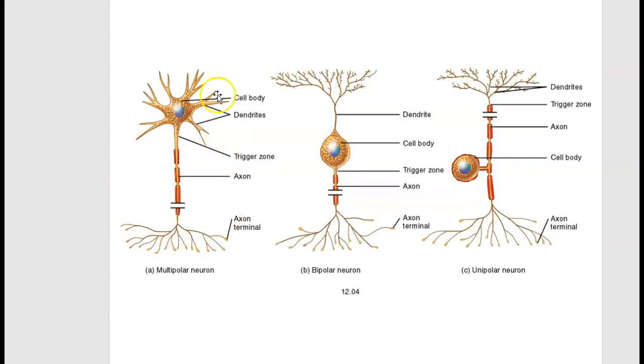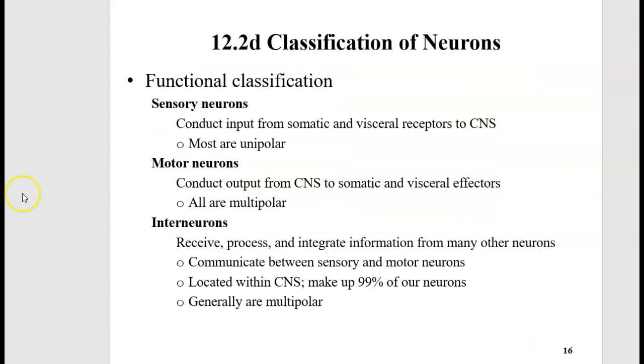Here's a multipolar neuron, a bipolar neuron with two processes, 1, 2, extending from the cell body. And here's the cell body with only one process extending, and then that process branches. So that's called a unipolar neuron.